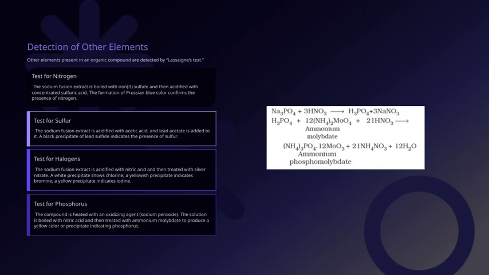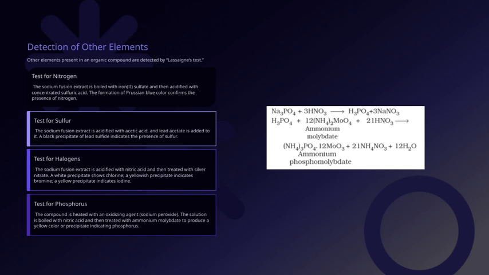Let's walk through the process of testing for phosphorus first. The compound is heated with an oxidizing agent, which in this case is sodium peroxide. After that, the solution is boiled with nitric acid, and then we add ammonium molybdate. If phosphorus is present, this reaction produces a yellow color or a precipitate, serving as an indicator.